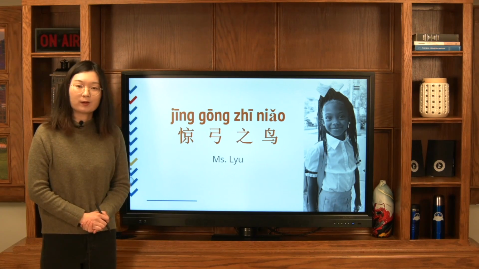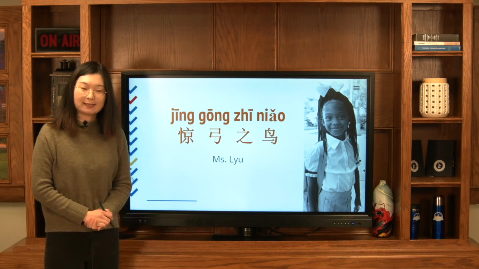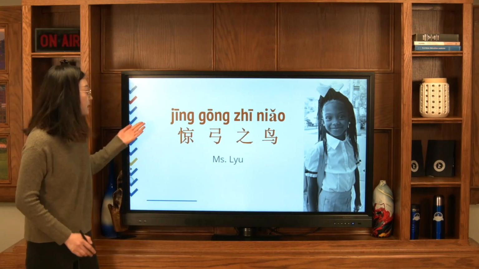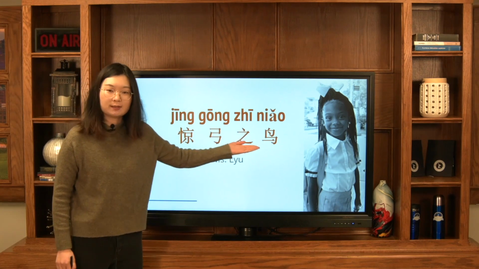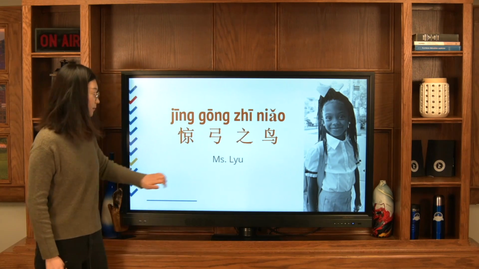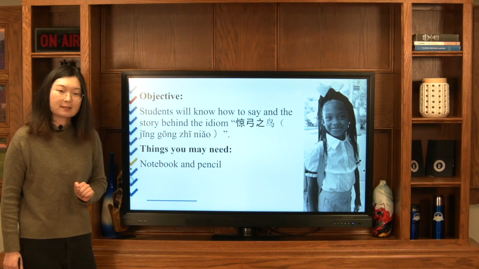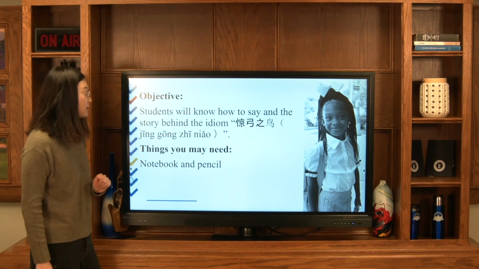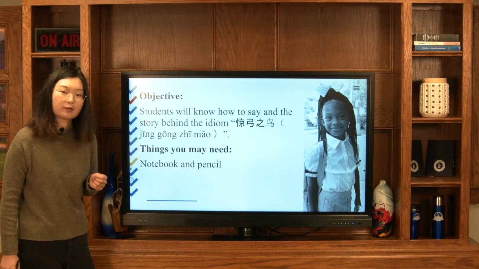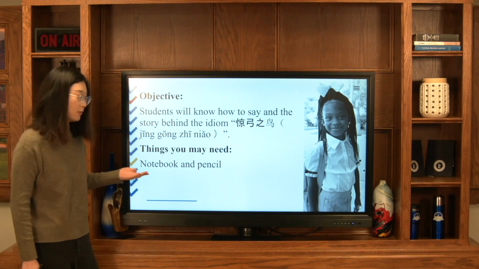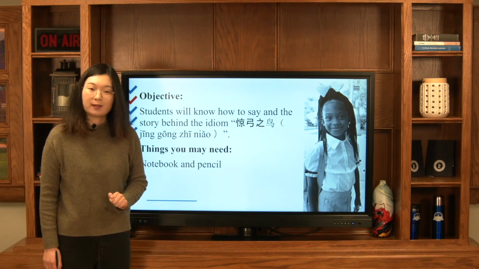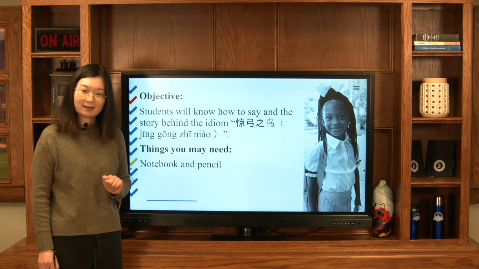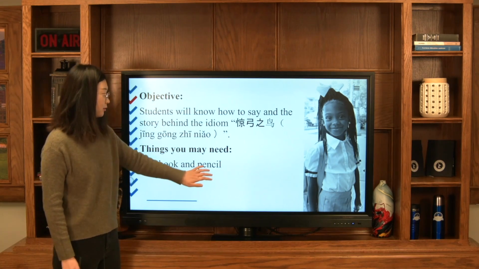So today we will continue to learn about Chinese idioms, and the idiom we're going to learn today is called 惊弓之鸟. Our objective for today is that you will be able to say the idiom and also know the story behind the idiom. Things you may need as usual are your notebook and pencil to take notes. Okay, 10 seconds to get ready and we will start to learn.